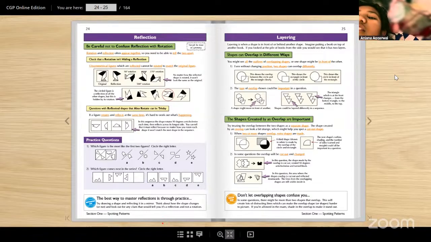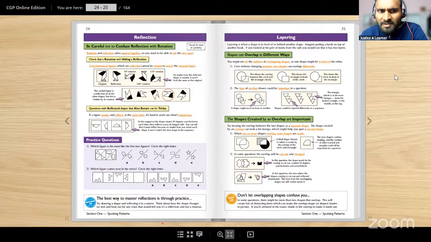Unsymmetrical figures, which are reflected, cannot be rotated to match the original figure. I hope you understand what is unsymmetrical, because we discussed symmetrical. I don't know what unsymmetrical is. You do not know unsymmetrical? We discussed symmetrical shapes. Have you forgotten that?